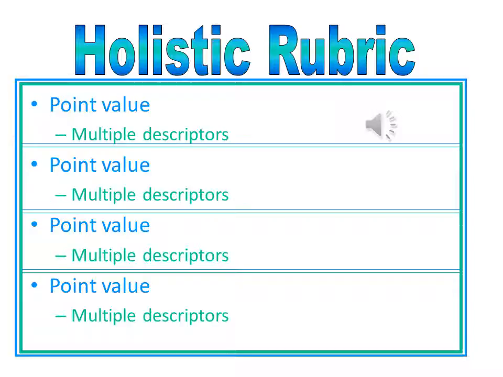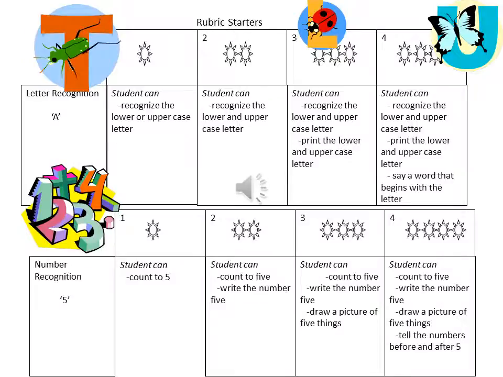Here is the format for a holistic rubric. You'll have a point value and multiple descriptors, then a lower point value and more descriptors. Doesn't matter if it is vertical or horizontal, as you'll see in the next slide. These are some examples of holistic rubrics. You'll note that the learner can learn how they will get full points, but ultimately they will only get a single score on, in this case, the letter recognition of A, or the number recognition 5.